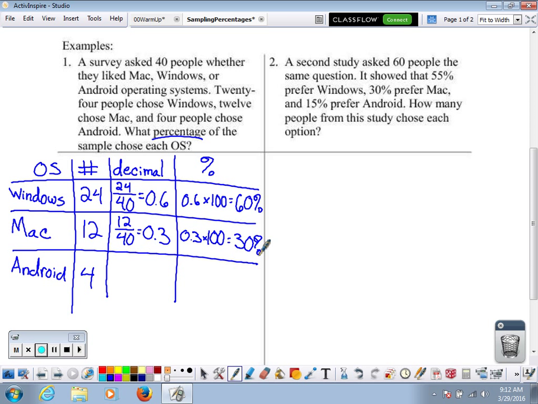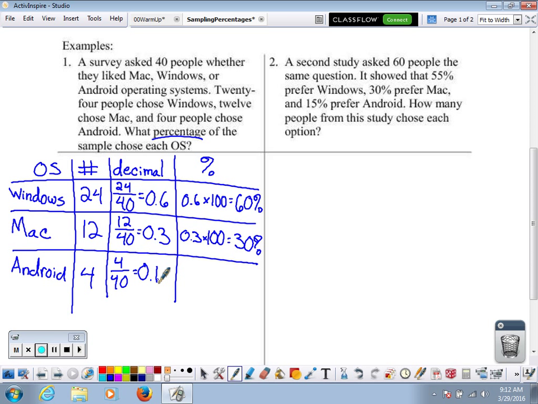What about Android? How am I going to answer the same questions about Android? I'll give you a hint. The same questions. Logan, what are we going to do? Good. Divide 4 by 40. And what decimal does that give us? 0.1.